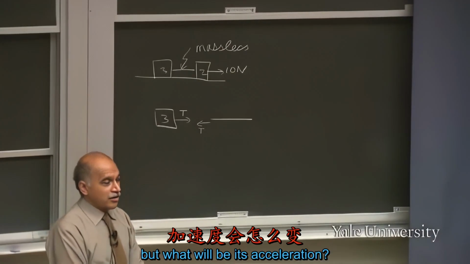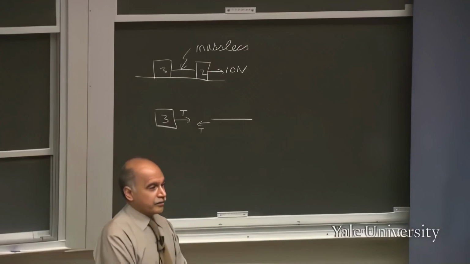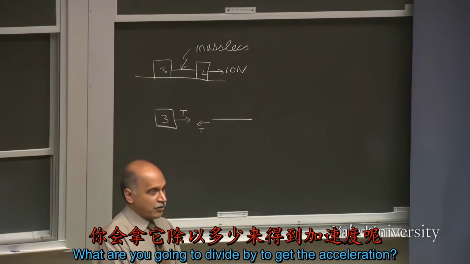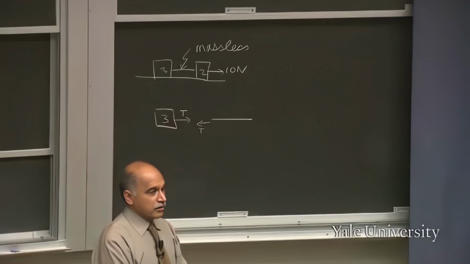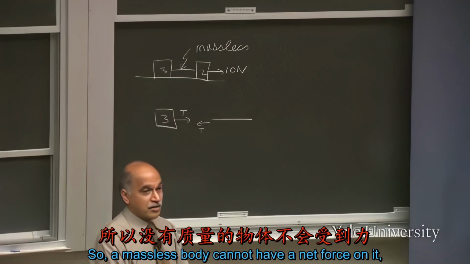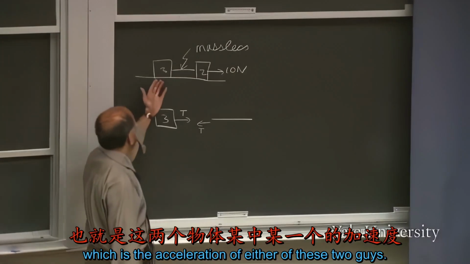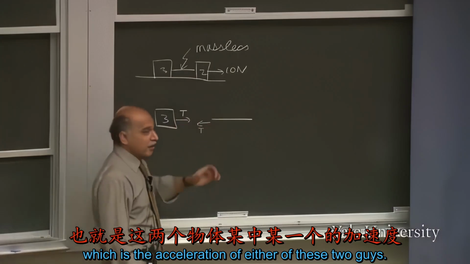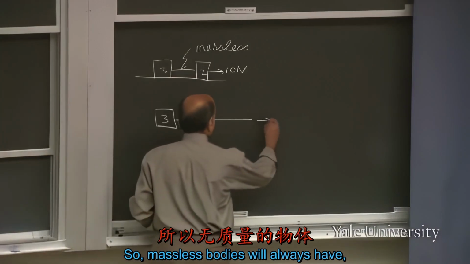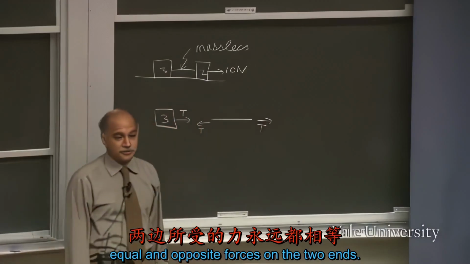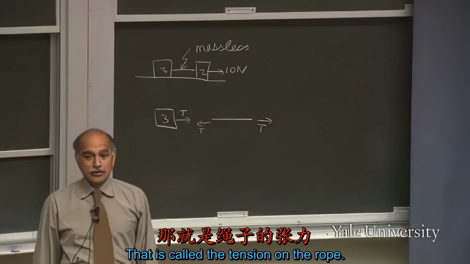Not only faster, what will be its acceleration? If the two forces don't cancel, you have a net force. What are you going to divide by to get the acceleration? 0, right? So a massless body cannot have a net force on it because the acceleration of the rope cannot be infinite. In fact, it has to be some finite number, which is the acceleration of either of these two blocks. So massless bodies, like a massless rope, will always have equal and opposite forces on the two ends. And that is called the tension on the rope.